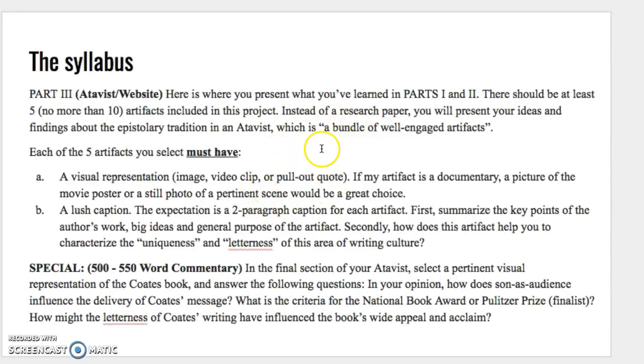So, visual representation. Because the Atavist and any other website, there is a part of it that is the narrative that you're telling with regard to your findings and the responses to those questions, which we're going to talk about more inclusively, has to have some sort of visual guide, whether it be an image, a still, a screen capture, a pull-out quote, an actual YouTube video. I'll show you in a second what I mean, and then of course a lush caption.